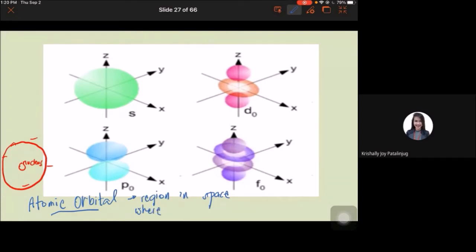So again, atomic orbital is a region in space where there is the highest probability of finding an electron. Usually, the electron resides there, surrounding a nucleus. It is a region around the nucleus where the electron most probably resides. That is the atomic orbital.